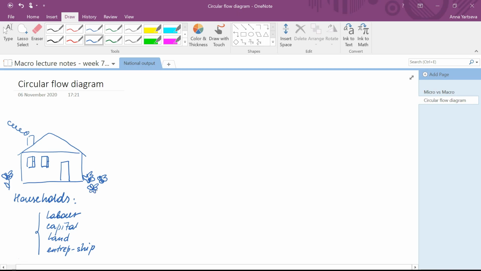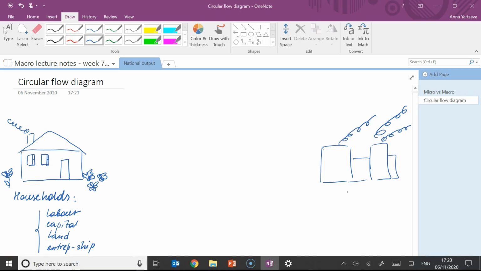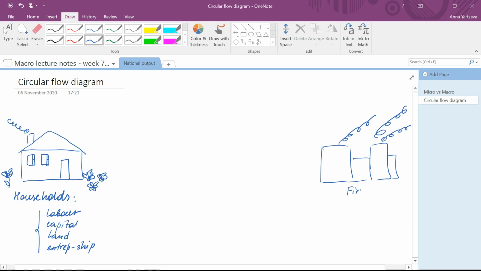I've tried to draw some flowers here to show that we live in houses. These are households, the first part of the economy. The second part of the economy is businesses or firms. These are some businesses which operate factories and produce some goods and services. These are firms. These 2 sectors of the economy interact through 2 markets.